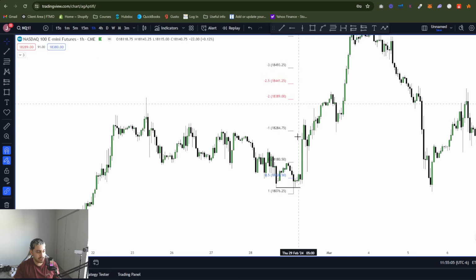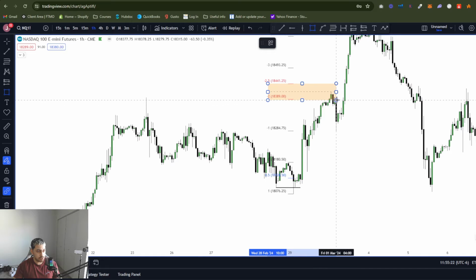And then it's basically going to give you projections, right? It's going to give you the -1. And what we really want to pay attention to here is the -2 and -2.5. Now, when price gets to this level, this is very important. Pay attention. When price gets to this zone, you can consider this a zone between the -2 and -2.5.